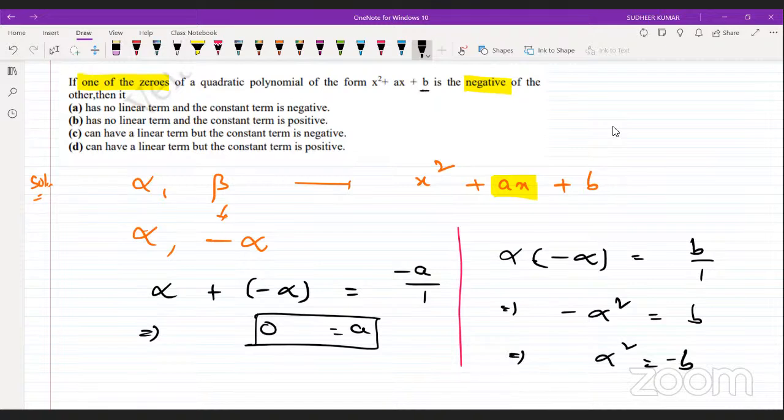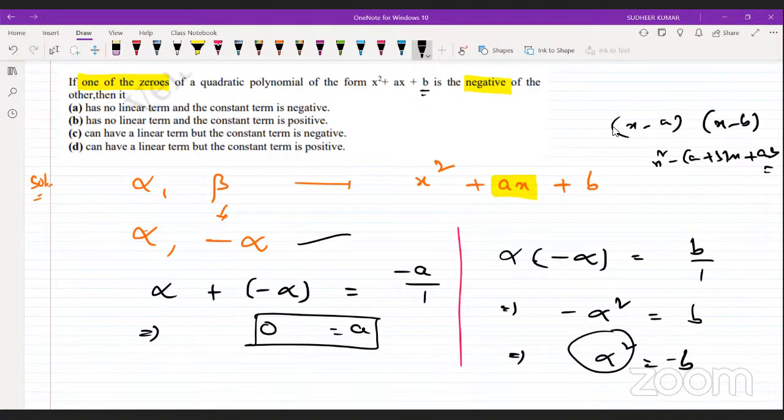But as we know, if x minus a into x minus b are the factors, then x square minus a plus b x plus ab. The product of zeros is only the constant term. So the product of zeros here, alpha beta, is minus alpha square as we got based on the condition, so it is negative. So as per the given condition, if one of the zeros of a quadratic polynomial is the negative of the other, then it has no linear term. That is fixed by the first condition, and the next one is the constant term is negative. So option A is the correct answer.